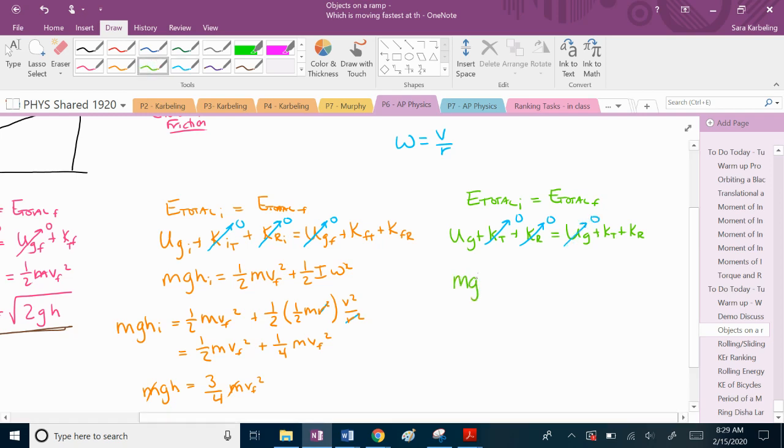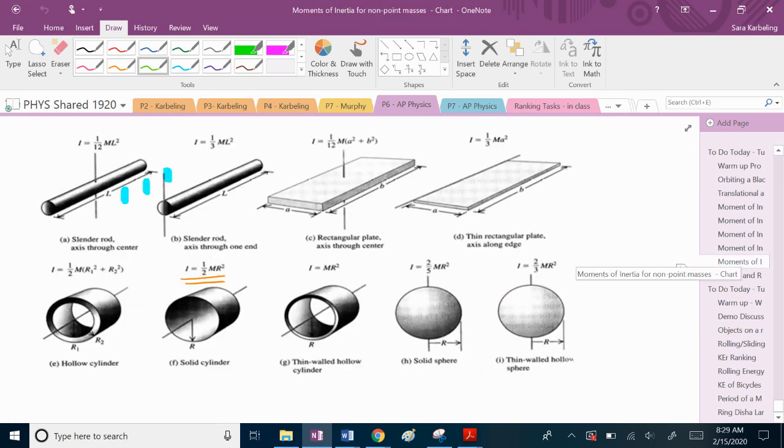So this is mgh initial is equal to 1/2 mv final squared, the translational part of the situation, plus 1/2 I omega squared final. Again, we need to look at what our moment of inertia is for a ring. A ring is a thin-walled hollow cylinder, which indeed is mr squared. So there's no fraction in front of it. It's just straight up mr squared.